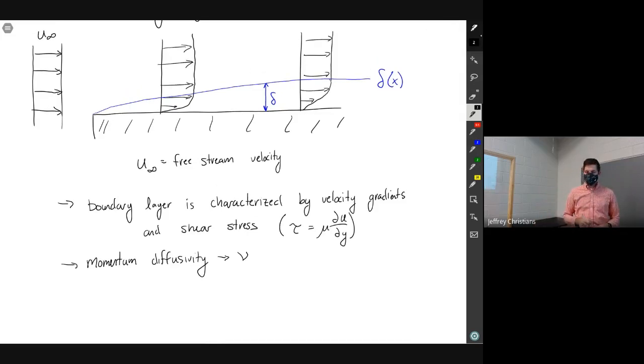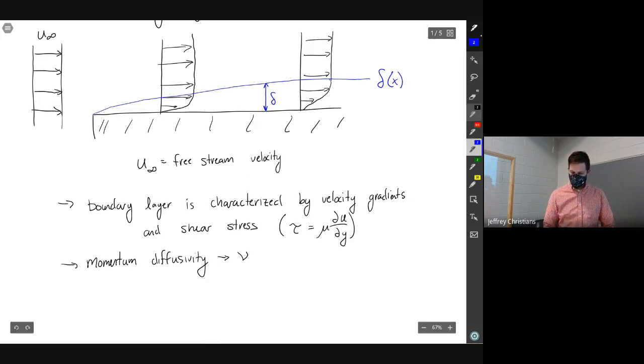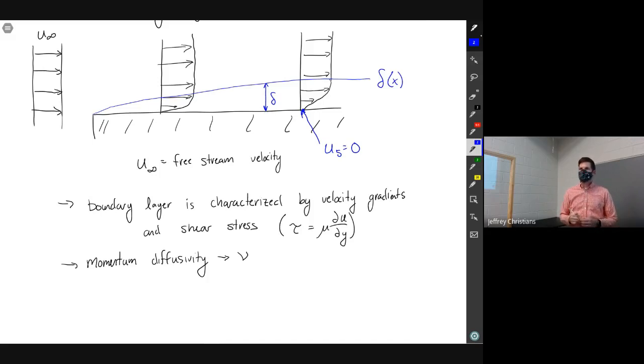We can also, this maybe feels a little bit weird, but we can characterize the boundary condition in this case as, right, like the boundary condition US equals 0, the no slip condition. The velocity at the surface is equal to 0.